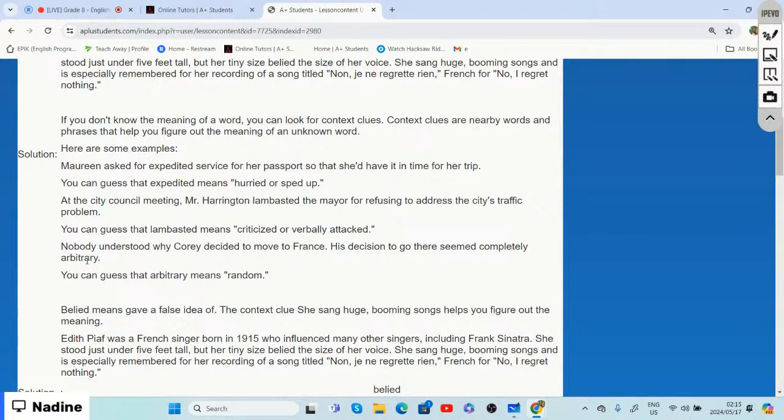All right. And remember, we said that there are certain words within certain sentences that are very big, that we might not understand. But then if we go to another sentence, the other sentence will give us a brief idea of what that context clue means.